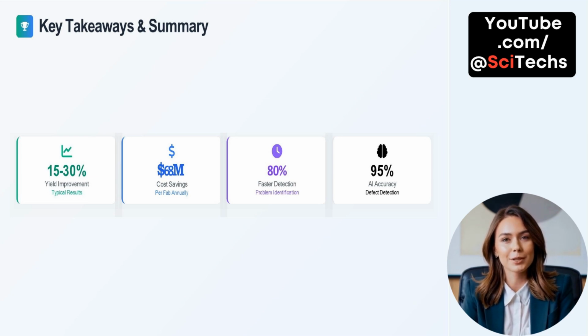Equally important is the speed of issue identification. Advanced analytics and monitoring tools enable an 80% improvement in the speed of detecting production problems, allowing teams to respond more quickly and reduce downtime. Lastly, AI-powered defect detection systems are now achieving 95% accuracy, ensuring that most manufacturing flaws are caught before products leave the line. Together, these outcomes highlight the immense value of intelligent automation and data-driven decision-making.